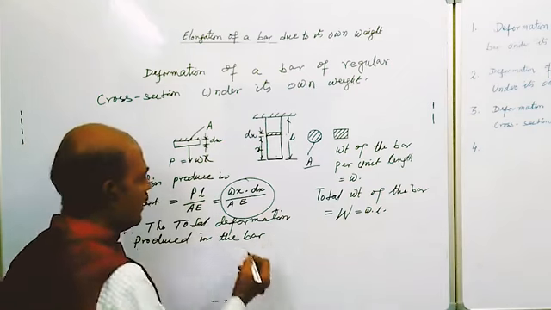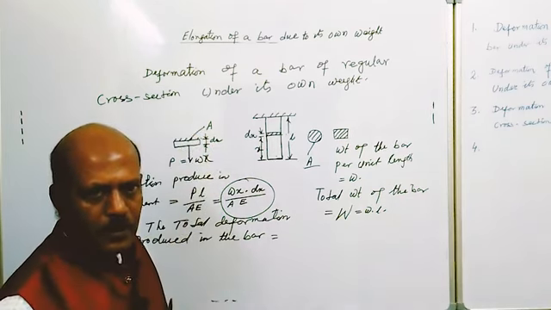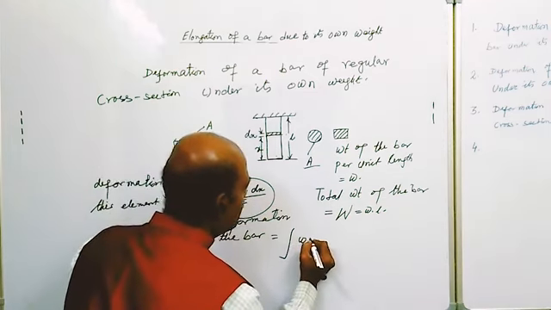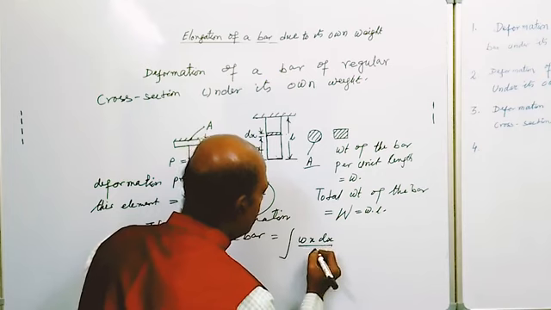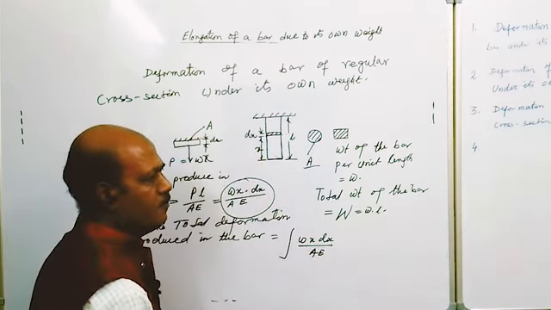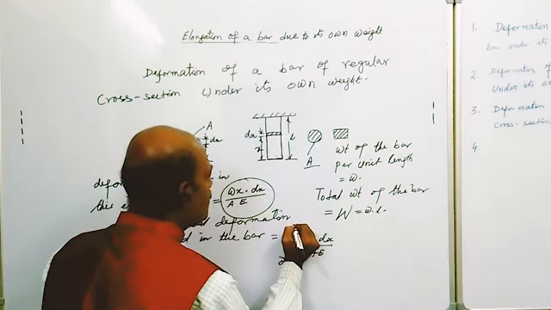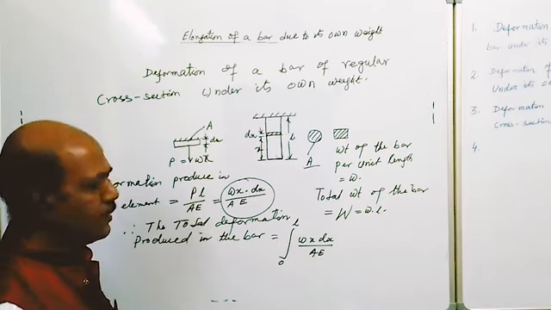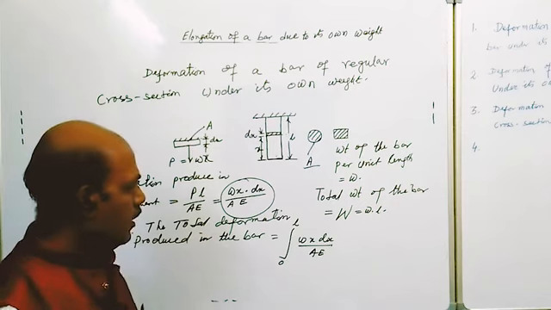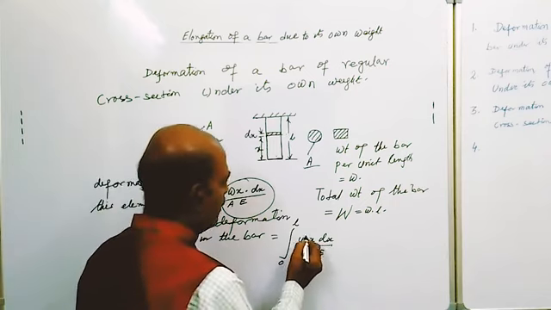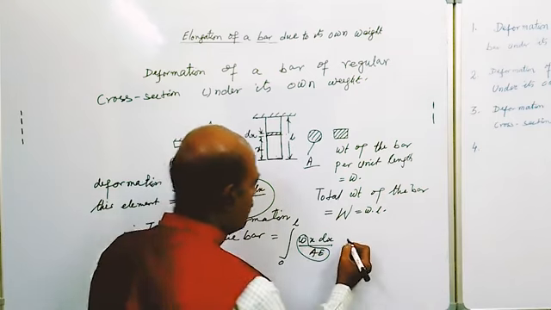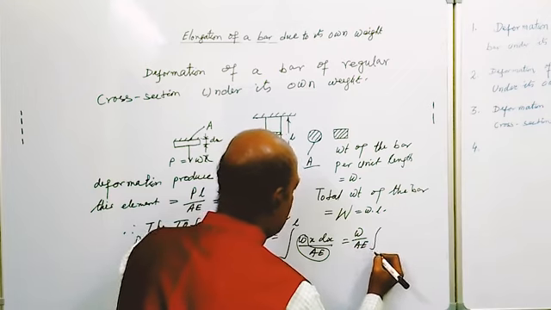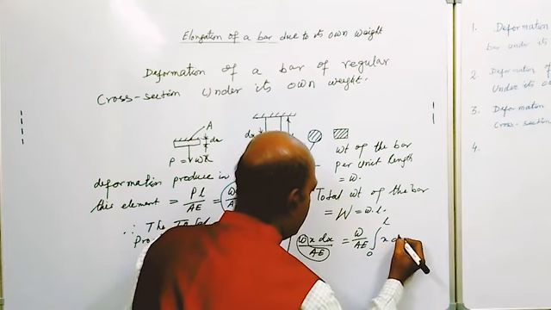That means we will find the total elongation produced in the bar by integrating this formula, that is W into x into dx divided by A into E, from 0 to the length of the bar, 0 to L. So total deformation produced in the bar is given by integration 0 to L of Wx into dx by A into E. Now you can see these are constants, so it will come out, that is W by A into E, integration of 0 to L of x dx.